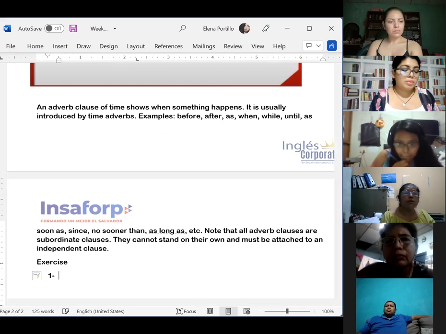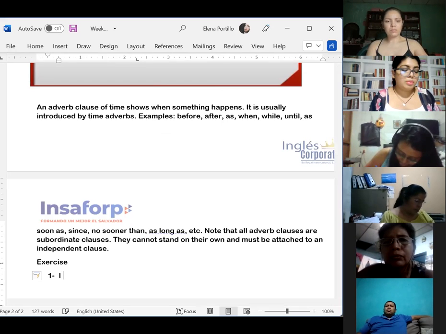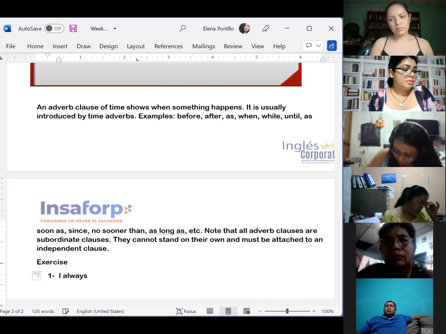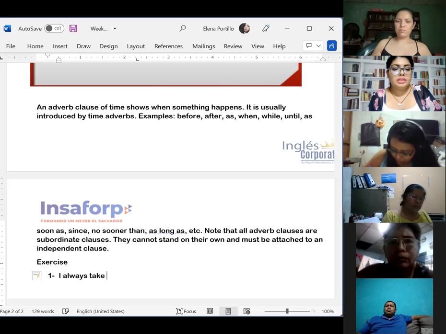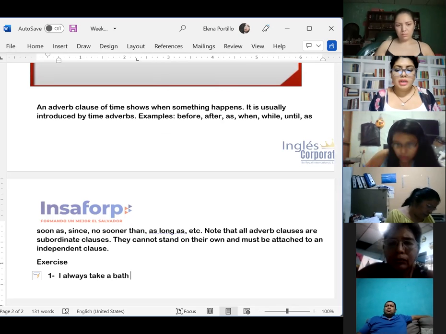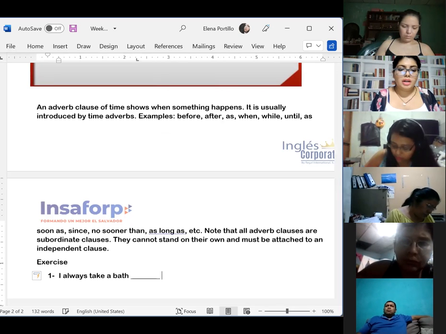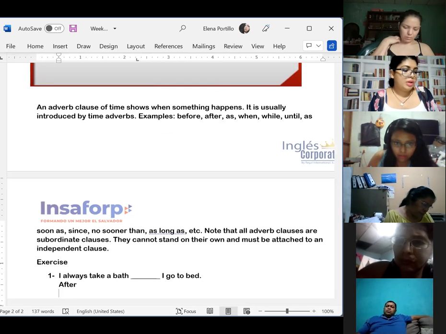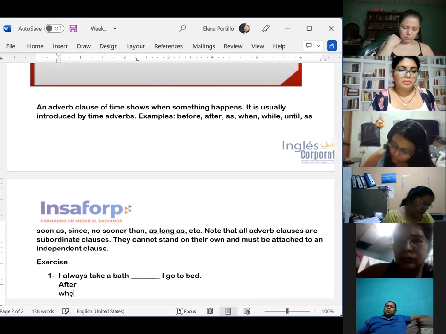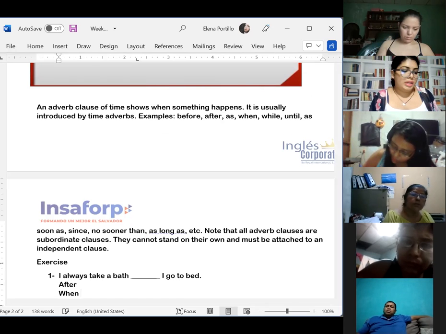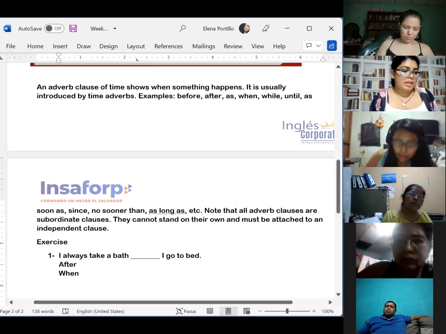We have sentence number one, and it says, I always take a bath, and we have some space here, I go to bed. And we have the words. Number one is after, and we have when.